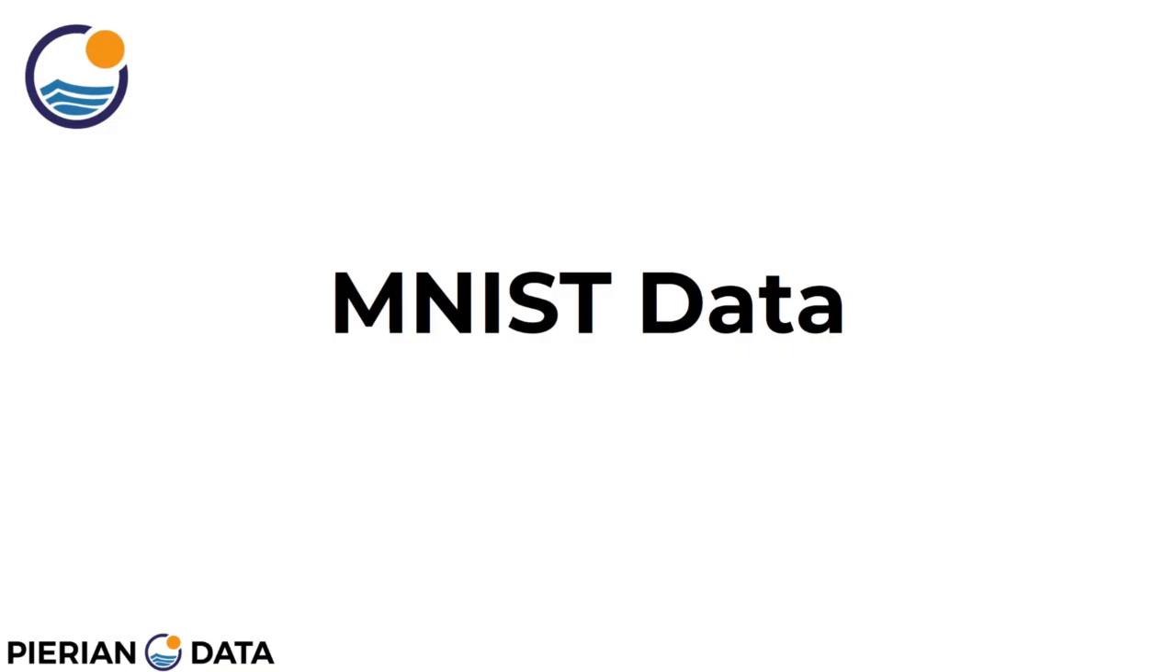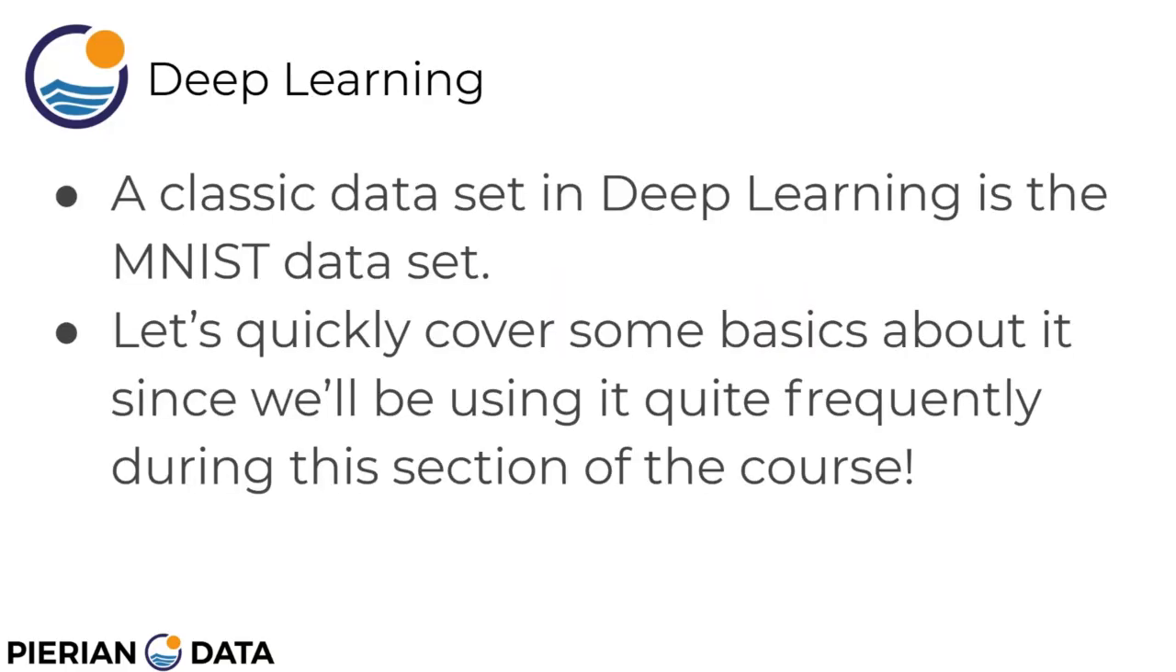Welcome back, everyone. In this lecture, I want to give a quick overview of the MNIST dataset we'll be using in the next lecture. This is a classic dataset in deep learning, and it's known as the MNIST handwritten digits dataset. I want to quickly cover some basics about it since we'll be using it quite frequently during this section of the course to understand the difference between artificial neural networks and convolutional neural networks.